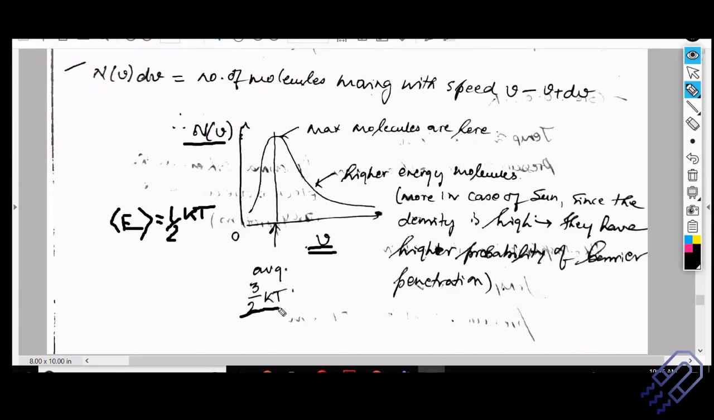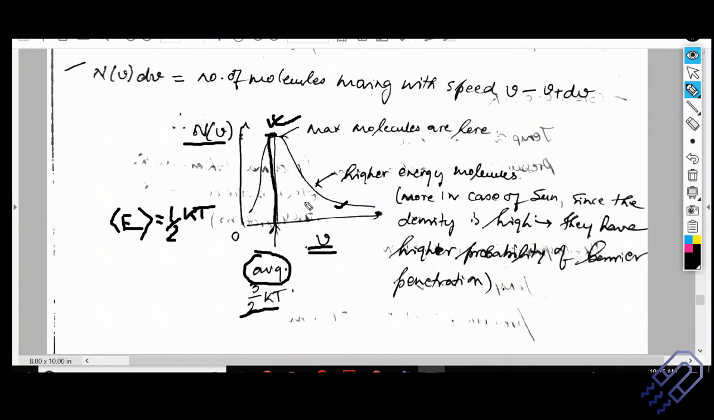So 3 by 2 kT is the energy of the maximum number of molecules. But the energy might be distributed somehow. Okay, so there will be some molecules which will have energy far greater than the average energy. This is the average energy, please remember. So the maximum molecules will have an average energy. Okay, so if I take a class of 100 students and I measure the marks, I take the average mark, maximum students will be near that average. That is the logic, right? Statistical logic. But whenever you do statistics, you have to have a lot of data. So there are a number of molecules there.